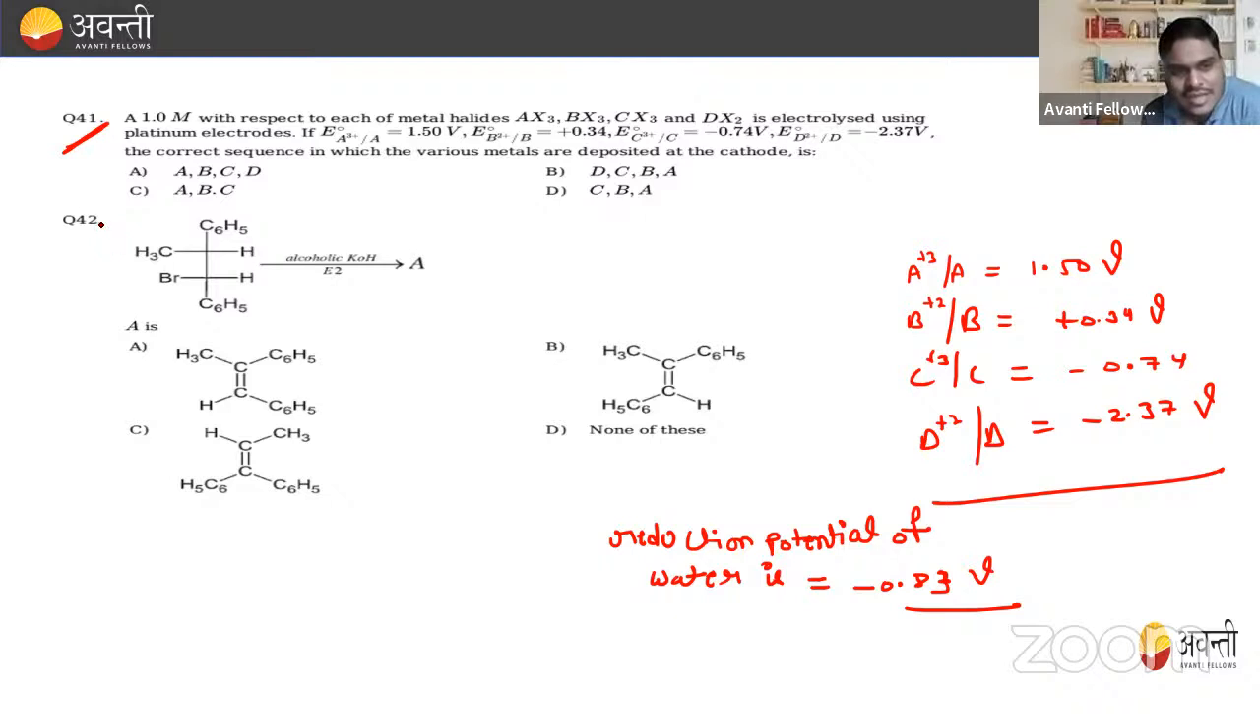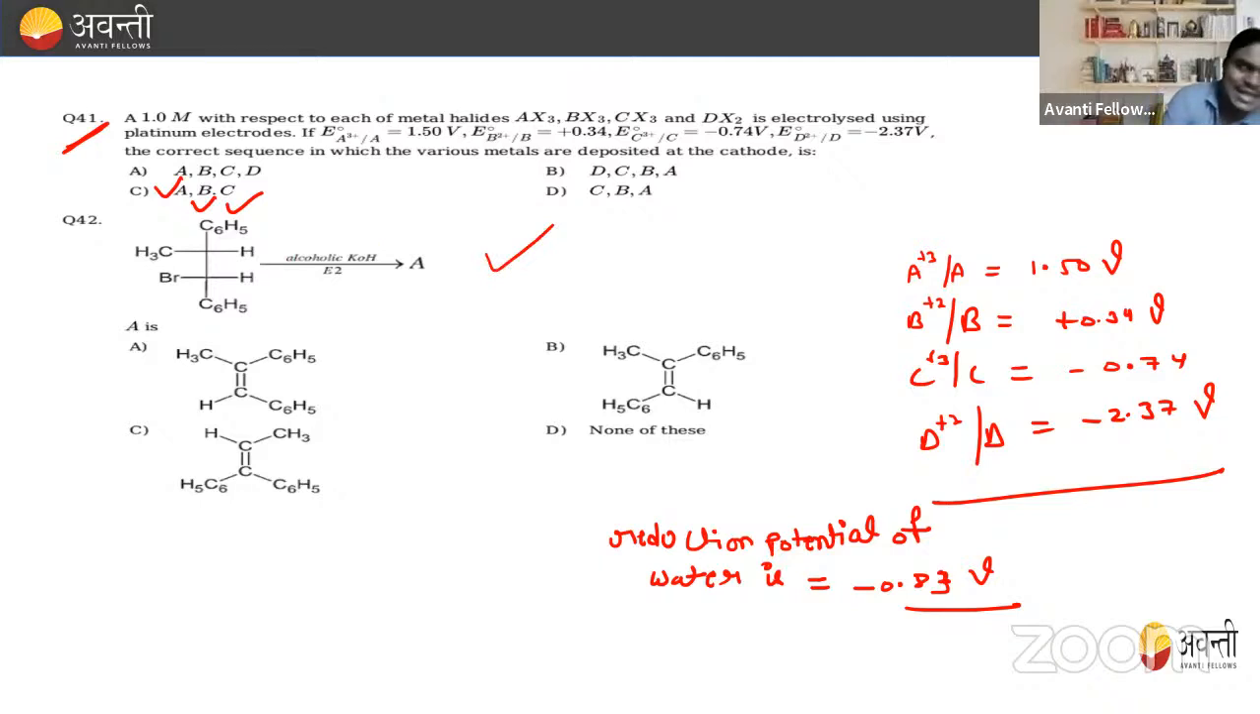What is the correct option? That is first of all A, then B, then C. D will not be deposited, because D has a value lower than the reduction potential of water, that is minus 0.83, right? So the correct answer for this question is C, that is ABC. Now, move to the next question. In this question, they are asking what happens when this is treated with alcoholic KOH.